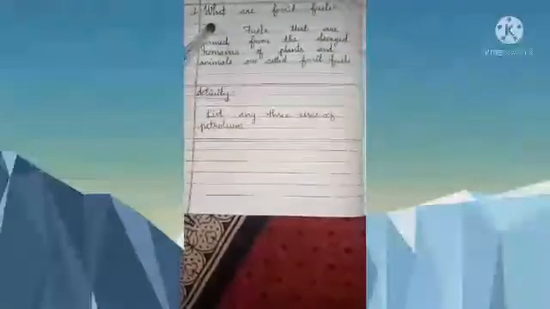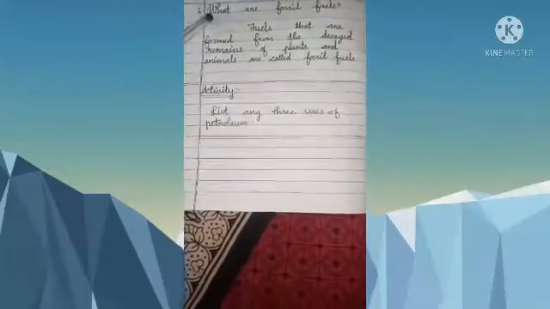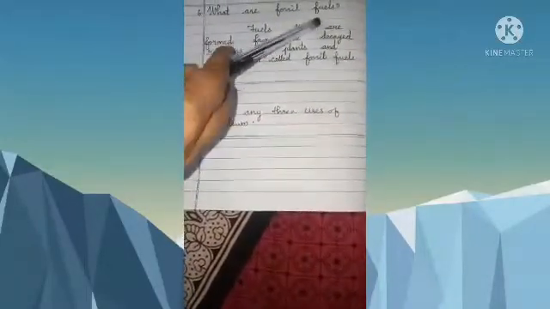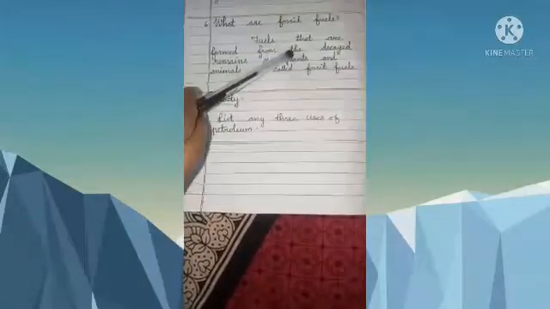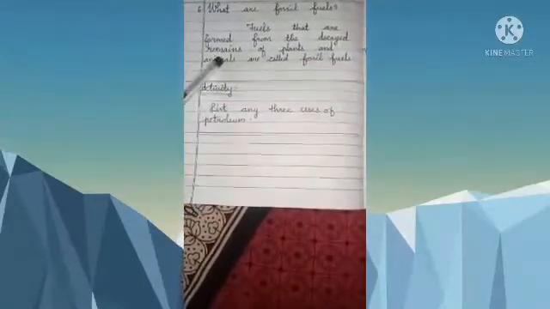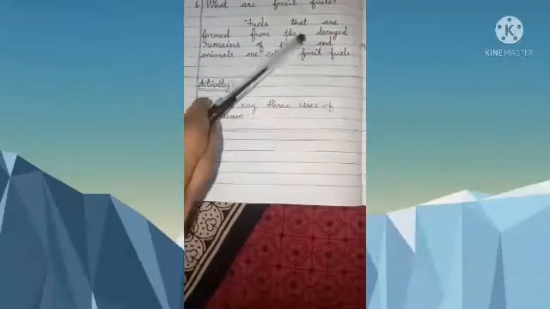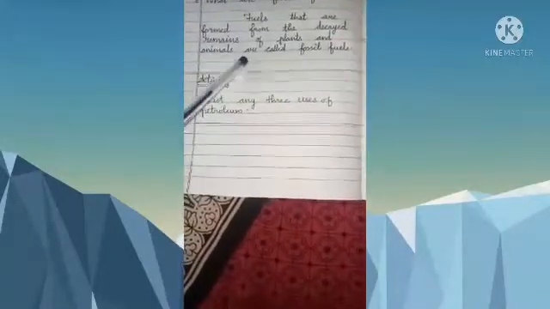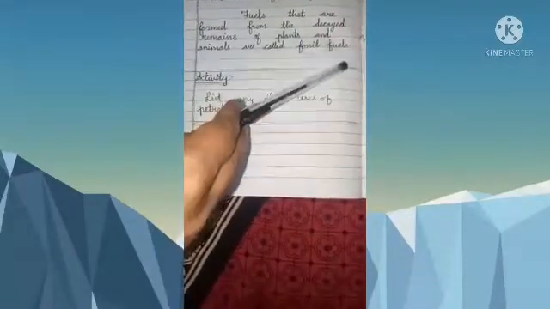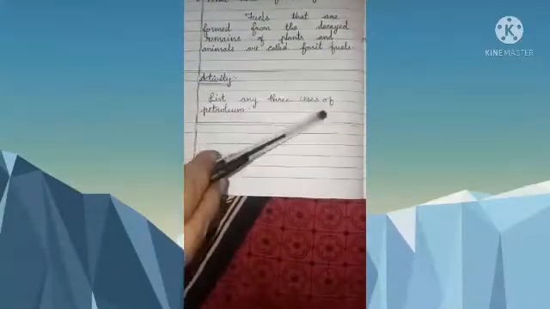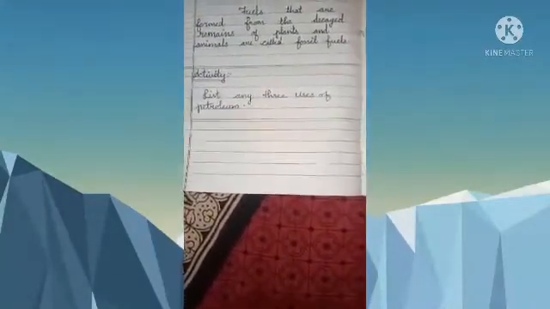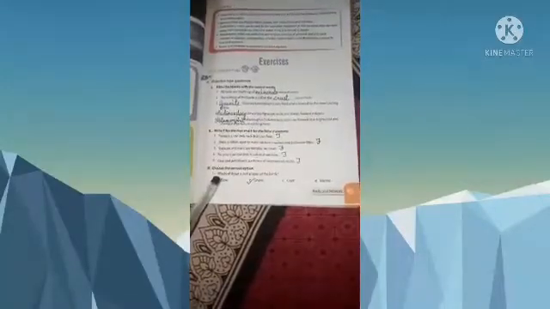Children, copy the notes in your science booklet. What are fossil fuels? Fuels that are formed from the decayed remains of plants and animals are called fossil fuels. Activity: list any 3 uses of petroleum. Let us do the book exercise.